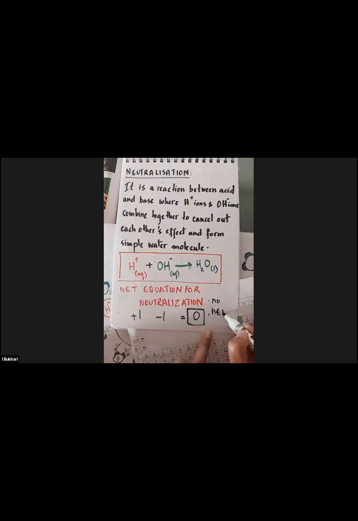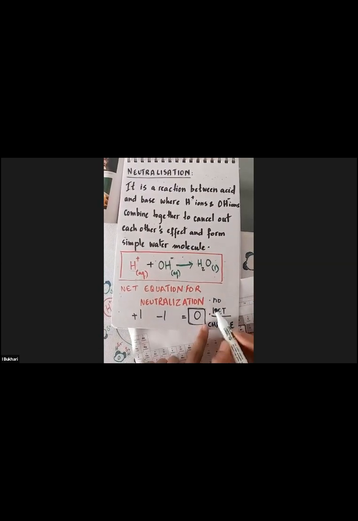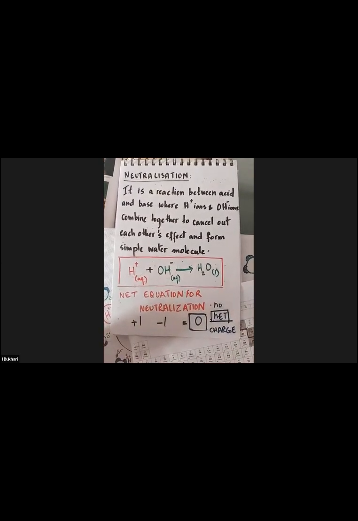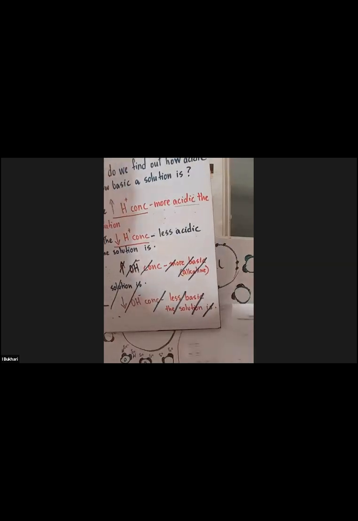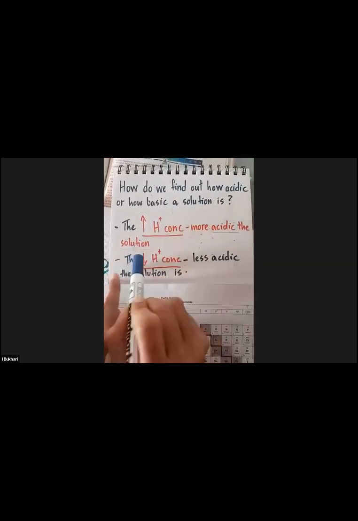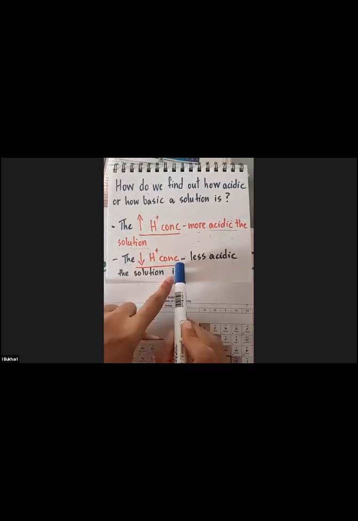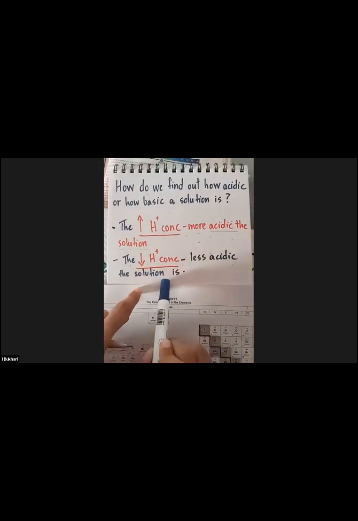Why am I using the word net? There might be charges, but if you add them up, you'll get 0. So net is important. No net charge. Did you understand? Okay. Now, how acidic, how basic has to do with the concentration of hydrogen ions. So keep yourself limited to hydrogen ion concentration. The higher the hydrogen ion concentration, the more acidic the solution. The less hydrogen ion concentration, the less acidic. Now, how do we measure the hydrogen ion?